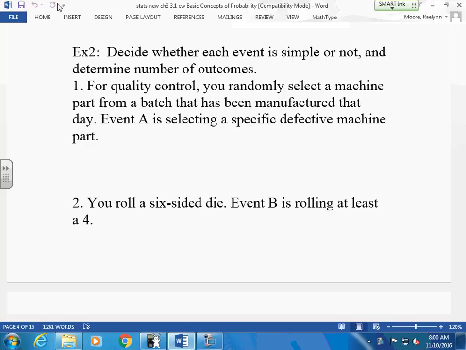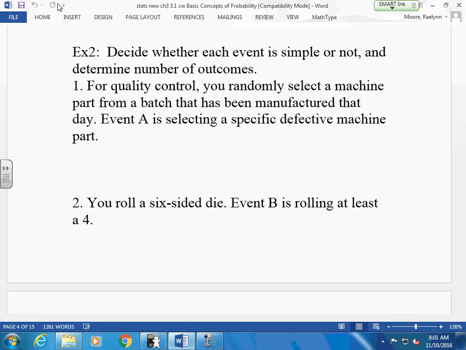If you take a look on page 131, decide whether the event is simple or not and determine the number of outcomes. For quality control, you randomly select a machine part from a batch that has been manufactured that day. Event A is selecting a specific defective part. Is it one thing I'm doing? I'm only doing one thing, right? I'm just selecting a part. So if you're selecting a part, then that's a simple event. It has only one outcome.